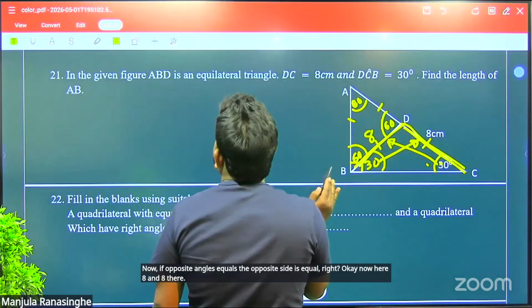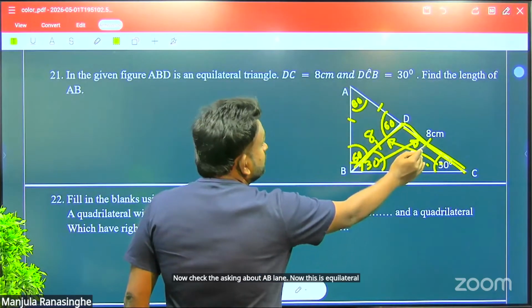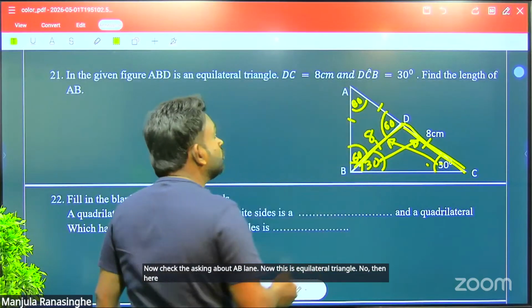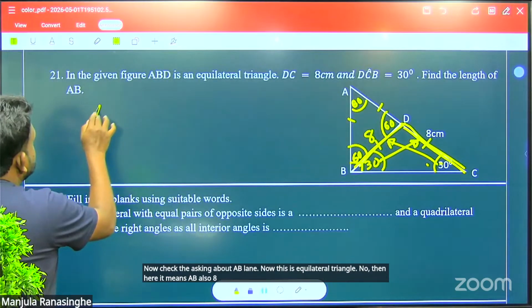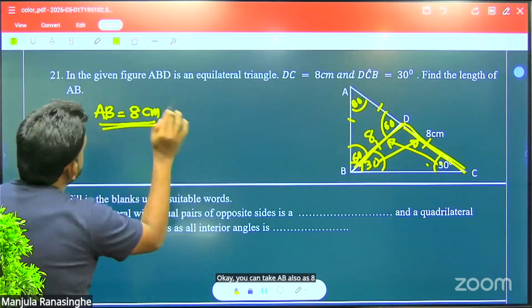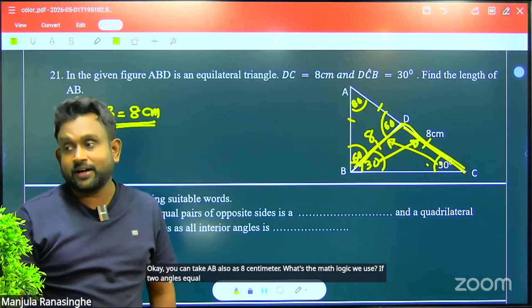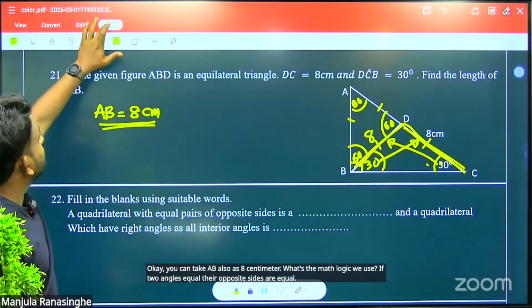Now check, they are asking about the AB length. Now this is an equilateral triangle, no? Then here 8 means AB is also 8. Okay, you can take AB also as 8 centimeters. What is the math logic we use? If two angles are equal, their opposite sides are equal. Remember that.